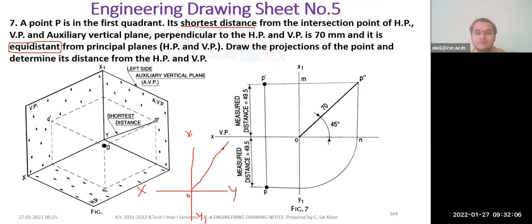Suppose 70 comes here, then erase this line and mark this point as P double dash, because in the question they asked for the point P. In the problem they told that point P. So the side view of the point, capital letter P, will become P double dash. Okay, P double dash, and this is my distance.